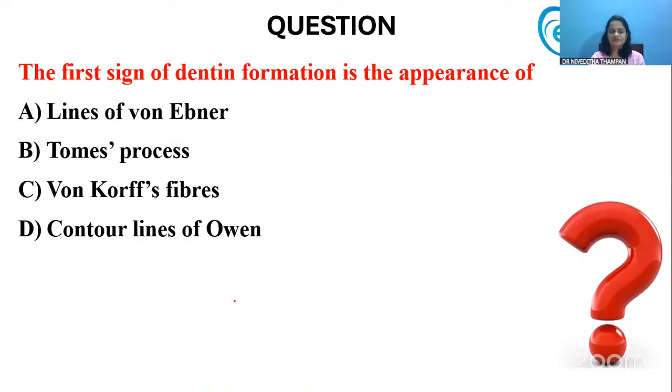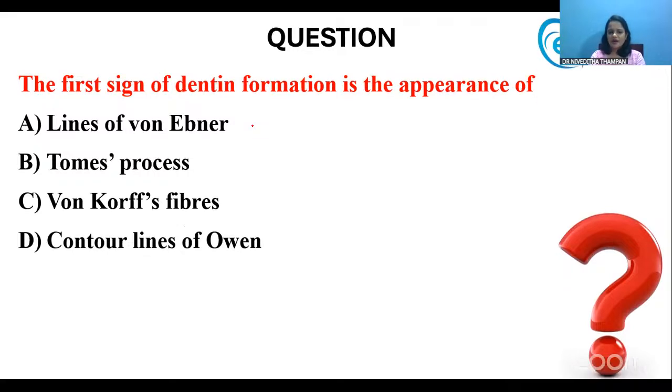Next. The first sign of dentin formation is the appearance of which structure? The first sign of dentin formation. Which structure? Tomes' processes? What is the first sign of dentin formation? Lines of von Ebner is the incremental line. That is the incremental line of dentin.